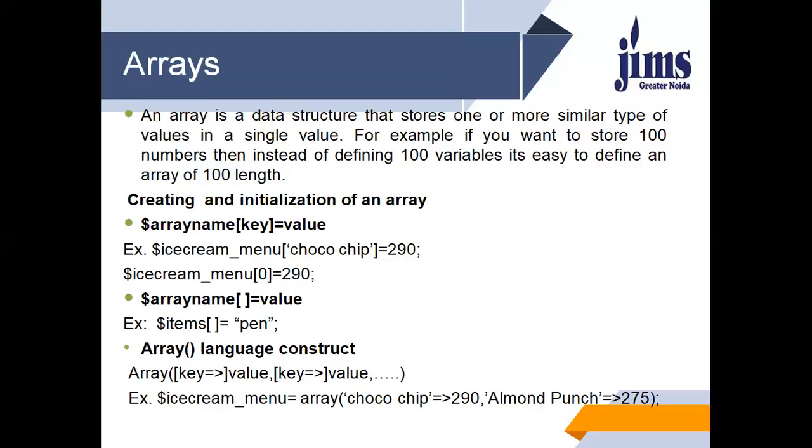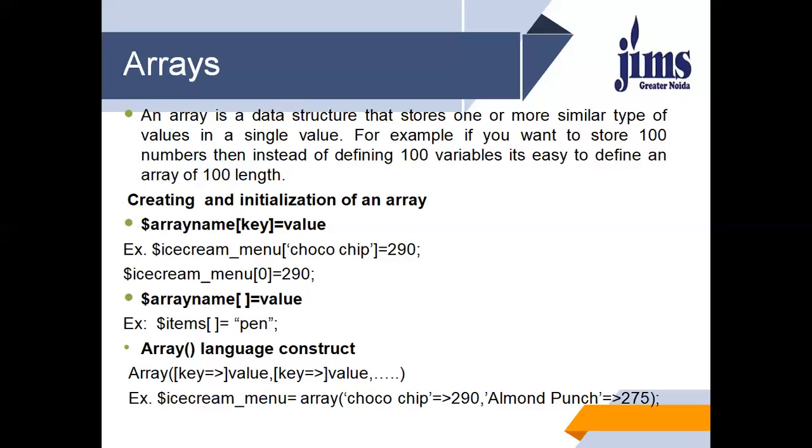Second way is array name, square brackets, equal to value. So we can write dollar items, square brackets, equal to pen. So here the array name is items and you are initializing pen. Value is pen.